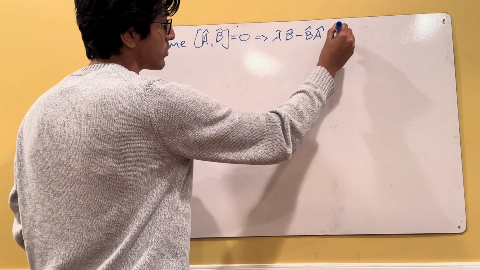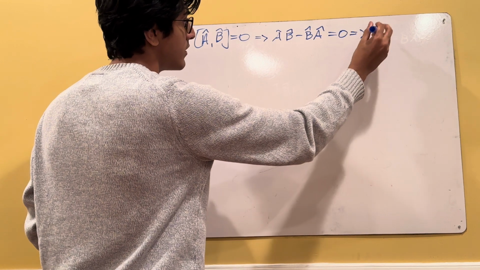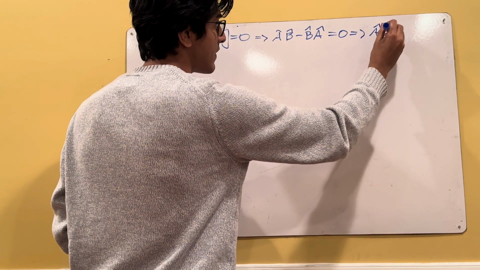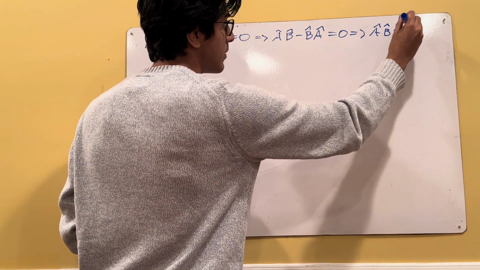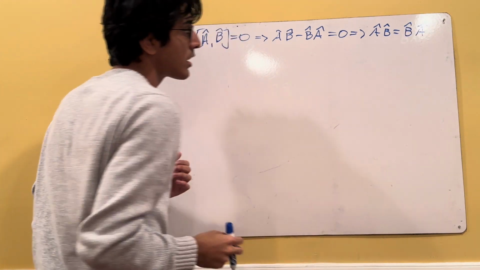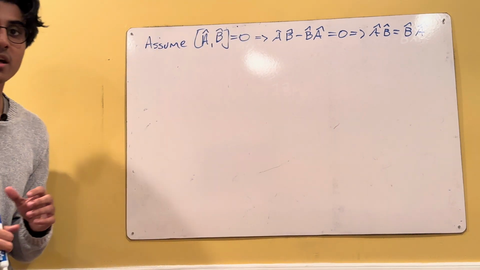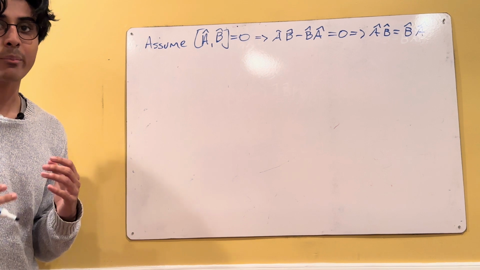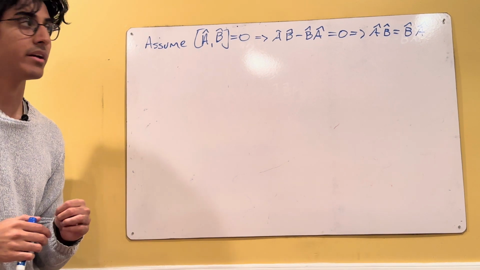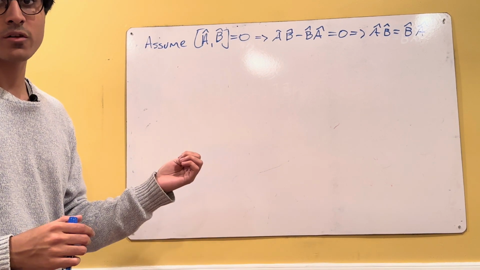And we're saying that this is equal to 0. Now this is the same thing as just saying that AB is equal to BA. Now what is this telling us? It's telling us that the order of performing these operators on a wave vector doesn't matter, whether you do A first or B first.